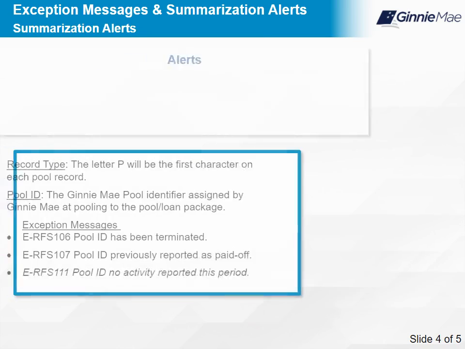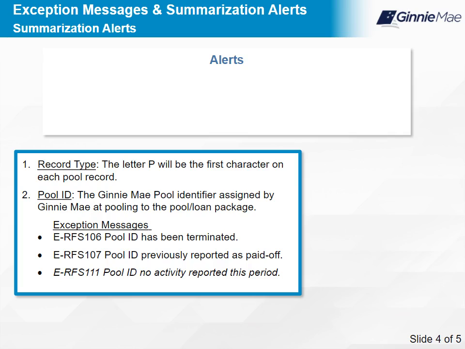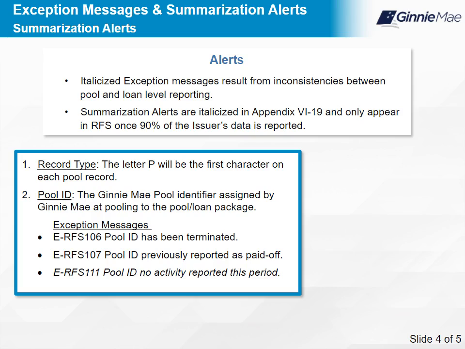Notice that some P record exception messages are italicized. Italicized exception messages result from inconsistencies between pool and loan level reporting. Summarization alerts are italicized in Appendix 6-19 and only appear in RFS once 90% of the issuer's data is reported.